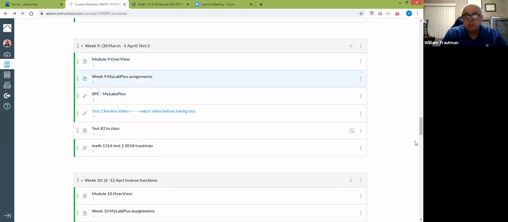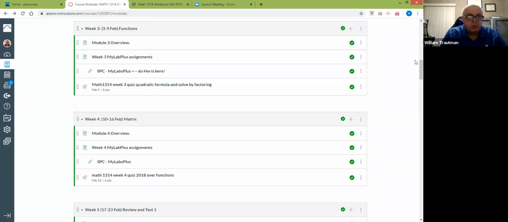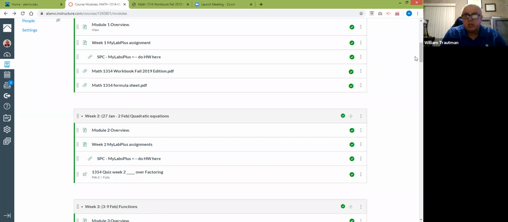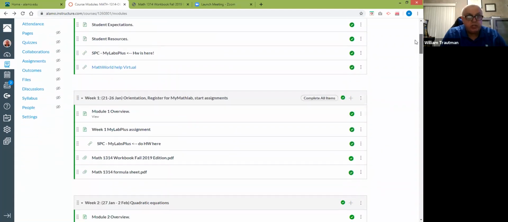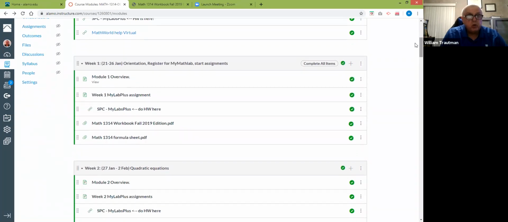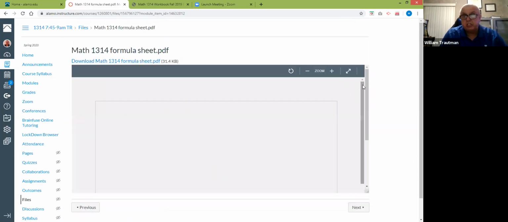I do want to let you know, I'm going back up to the top. We are going to be using a couple of formulas today. And if we go to week 1, the formula sheet, I think I handed it out in class. If not, if you don't have it, go to week 1 and print this out. Hopefully you have a printer at home. But I'm going to look at this formula sheet.